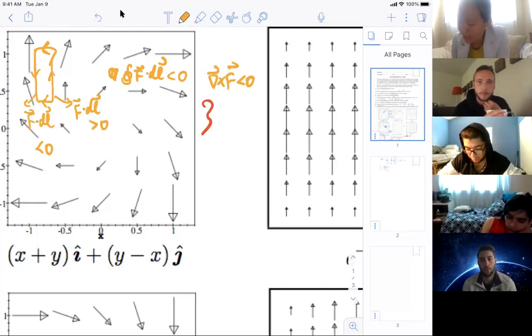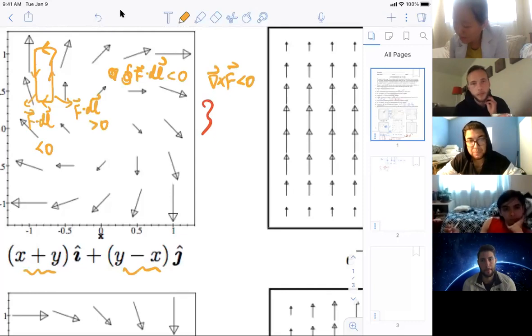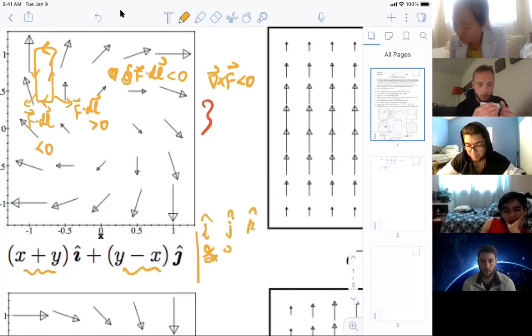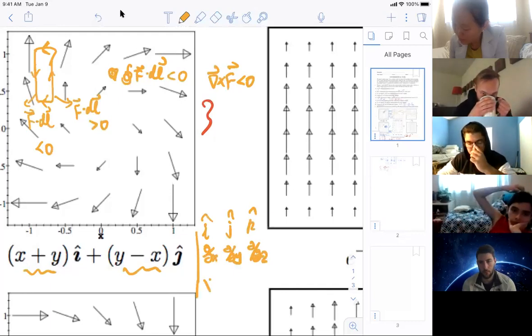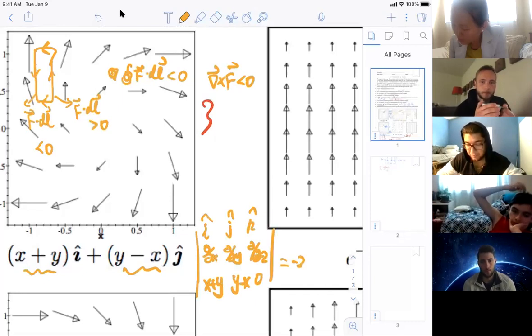So can anybody calculate the curl mathematically? Is it indeed less than 0? Negative 2k hat. Yes, negative 2k hat, excellent. So you can do this fairly quickly. Okay, x plus y, y minus x and 0, negative 2k hat. And it's consistent, it is less than 0.